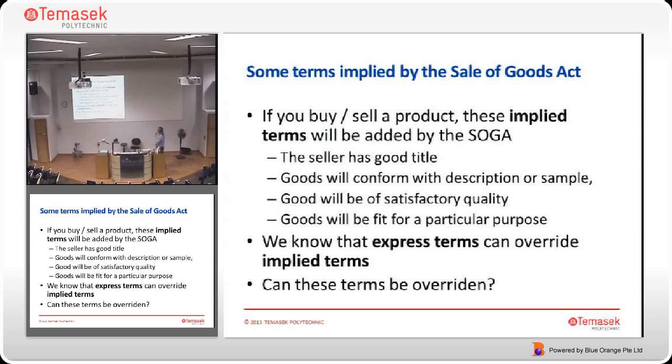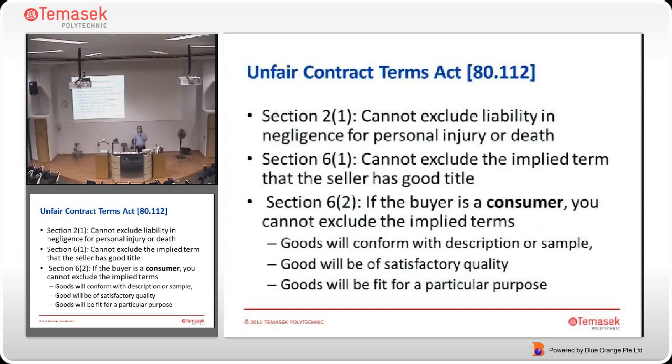You cannot put it in a contract; it's not worth the paper it's written on. So if you have an express term that says all implied terms are excluded, it's not effective with respect to this. Those that are covered by this cannot be excluded. You may exclude some others, but these you cannot exclude.